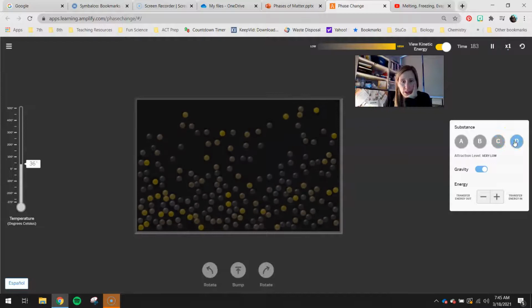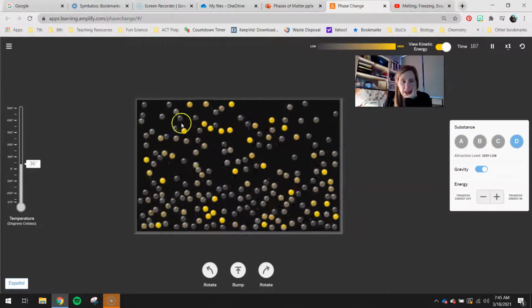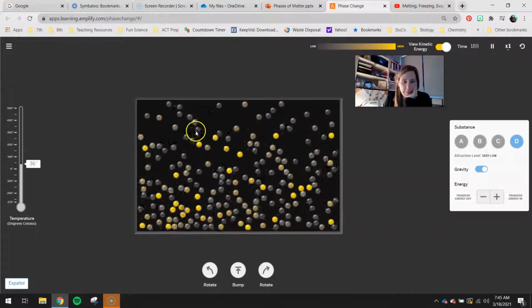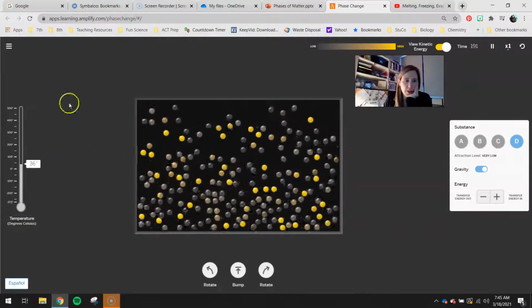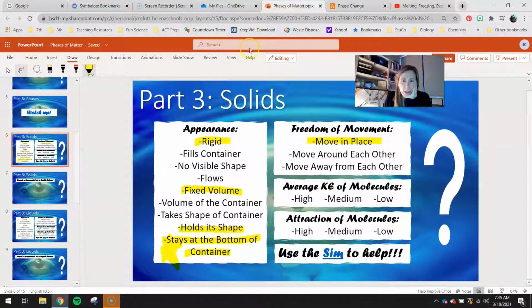Or we can look at D. You guys can just kind of compare the kinetic energy of these. Okay, and you can note the temperature on the other side. They're all about 36 degrees Celsius. Okay, and so circle high, medium, or low. In the case of a solid, we are low, okay?